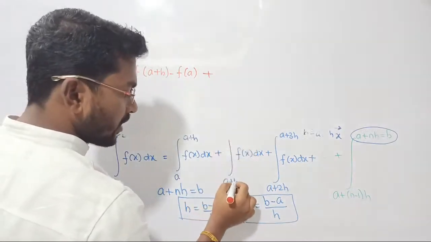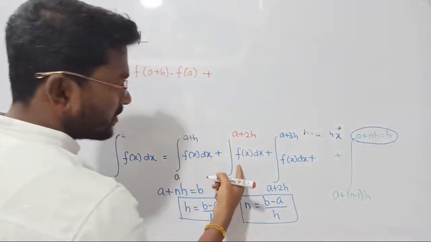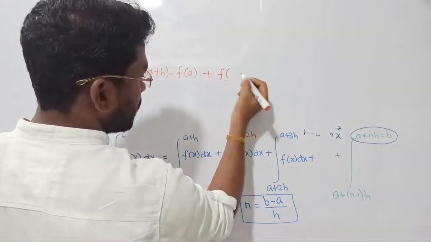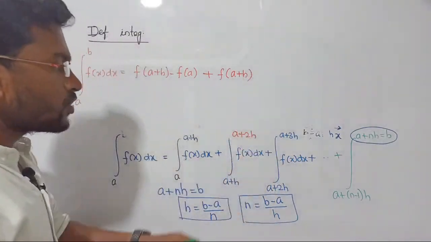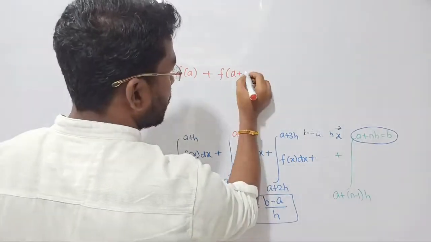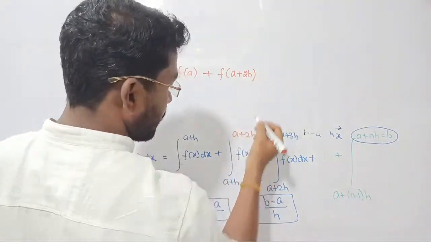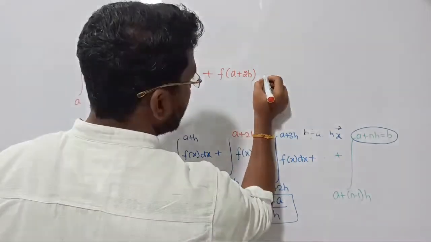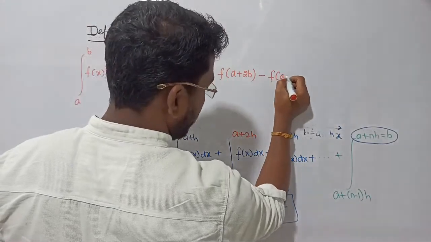For the second function, see where it goes from and to: a plus h to a plus 2h, correct? If you write the second function after completing the integration, its upper limit is going to be a plus 2h, and its lower limit is going to be f of a plus h, right? So that is going to be f of a plus h.